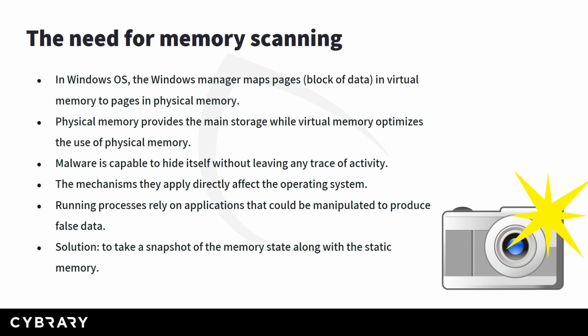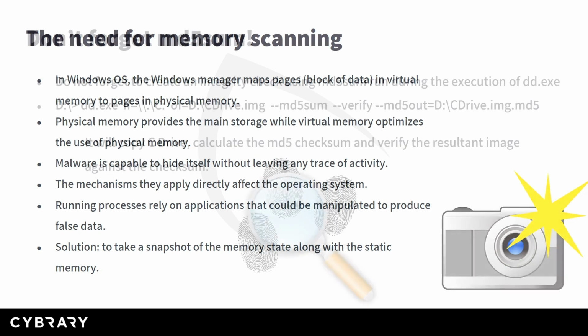Early attempts to establish memory scanning techniques clearly declare the need for memory scanning. The essential idea is to obtain reliable information of the system state. Running processes rely on applications that could be manipulated to produce false data. Therefore, the only solution available is to take snapshots of the memory state along with the static memory.